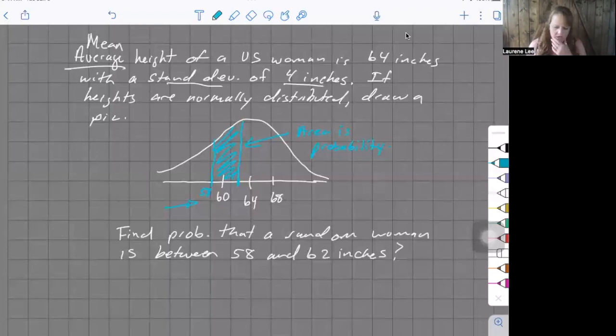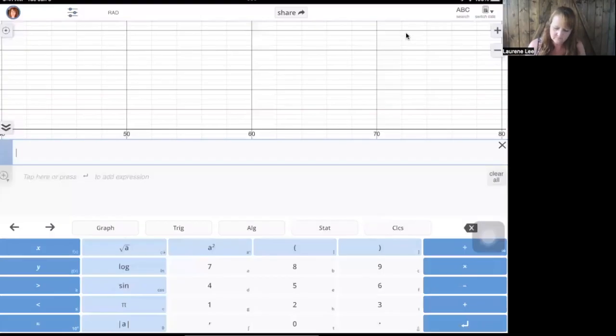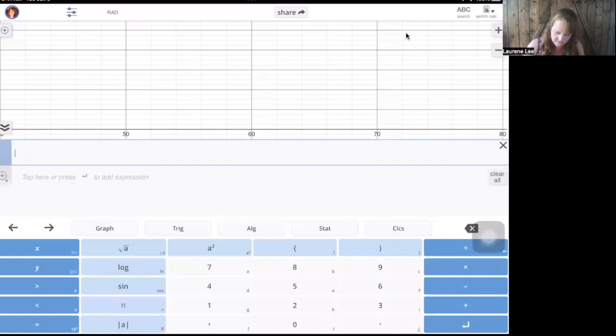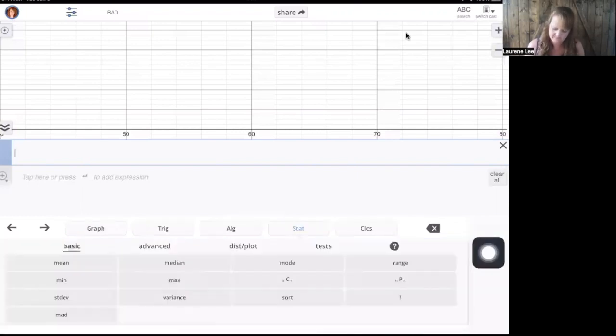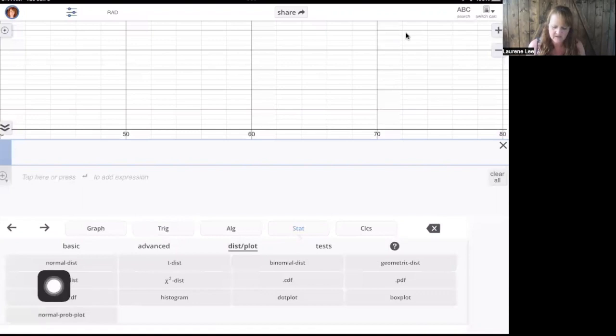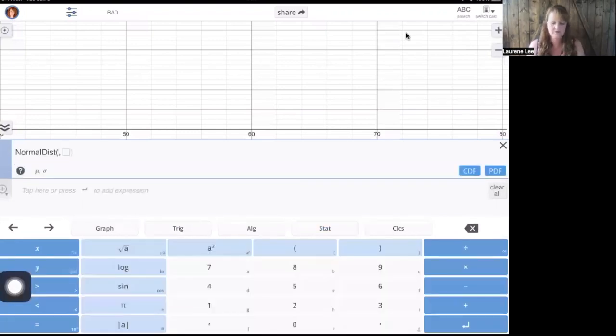So if you are on class calc, you're going to grab your numbers. So we've got a mean of 64 and a standard deviation of 4. So you come over here, you're going to find what you want under stat. And now we're going to go to this distribution plot. And here's where we find normal distribution. So that's what we're doing here.